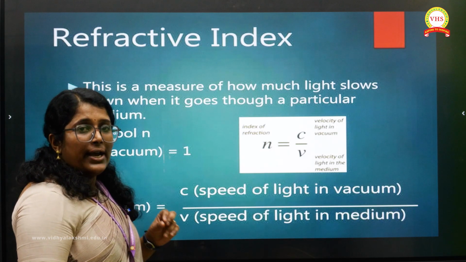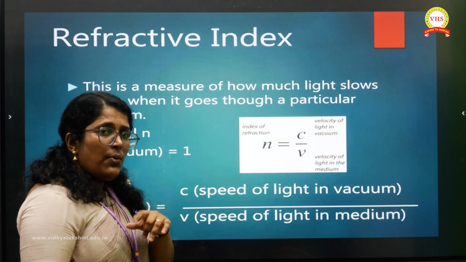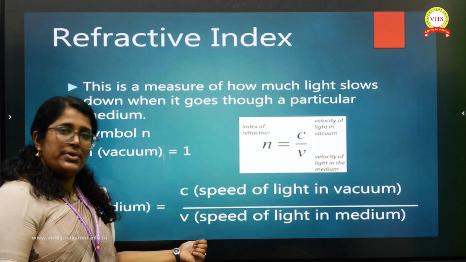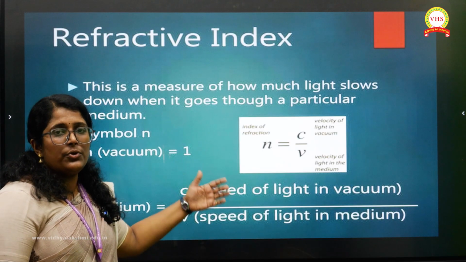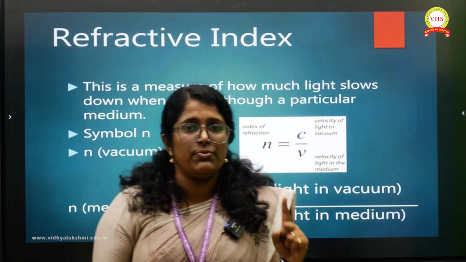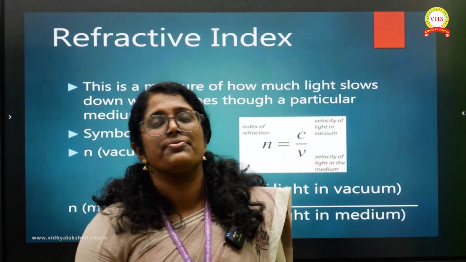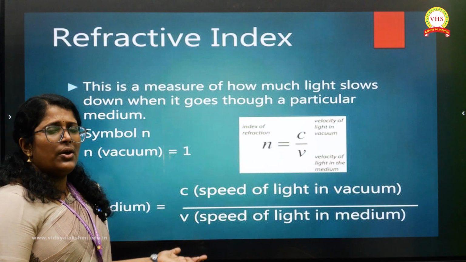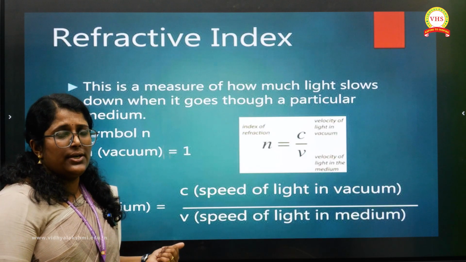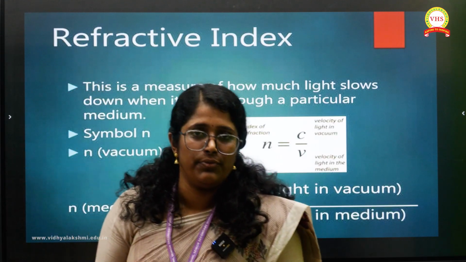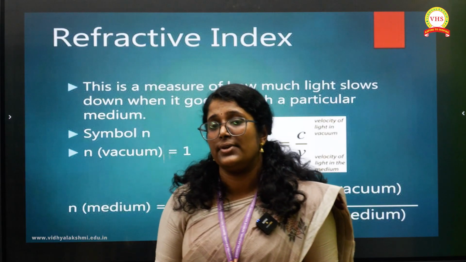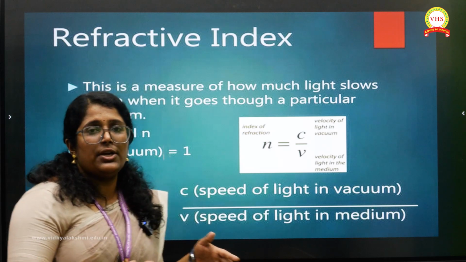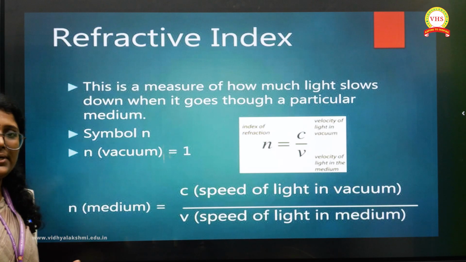In the case of vacuum, when the light is passing through vacuum, C is 3 into 10 to the power 8, and V is also 3 into 10 to the power 8. Both get cancelled and the value for perfect vacuum is 1. The value of refractive index, mu, is 1. So it's one of the basic equations you already saw in your 10th standard. N is equal to C by V: refractive index is equal to velocity of light in vacuum to the speed of light in the medium. Hope it is clear to you.